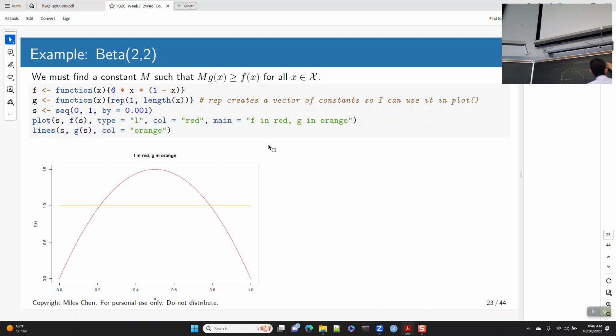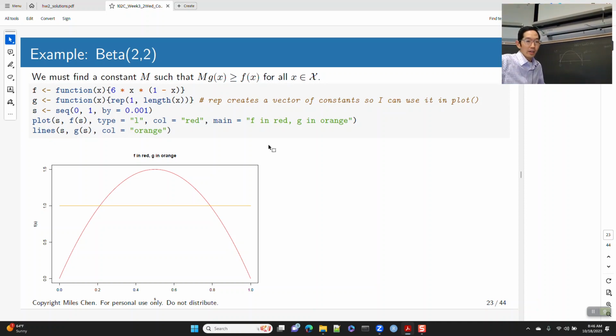So what is the max of f of x divided by g of x? We're going to get 1.5, and that's going to be the m that we use. So we take your g of x, and our m is going to be 1.5. If we take g of x and multiply it by 1.5, then g of x is going to fully enclose our f of x.